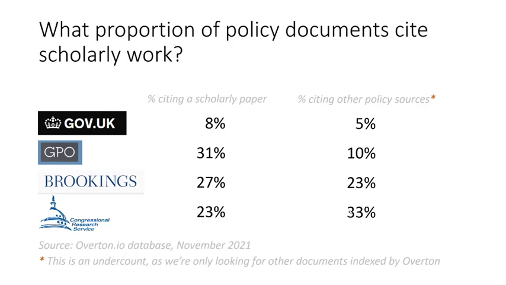GovUK, which I mentioned is the centralised repository in the UK for lots of different departmental outputs: about 8% of all the documents on GovUK cite at least one scholarly paper, and about 5% cite other policy sources. That's because it is a very generalised repository of everything the government's producing.